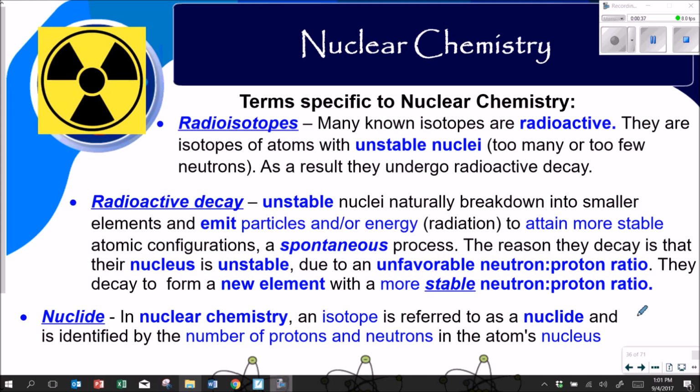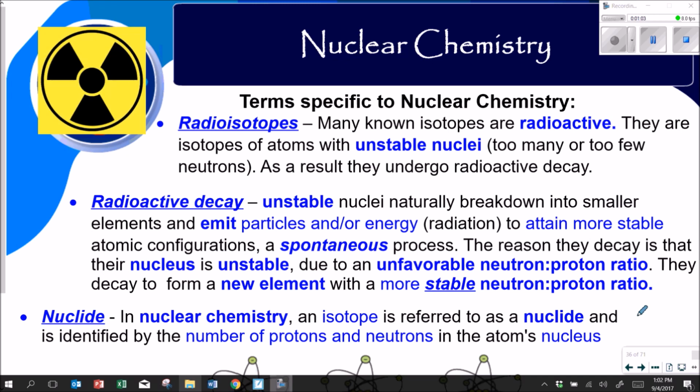Some terms specific to nuclear chemistry. Radioisotopes. Many known isotopes are radioactive. They are isotopes of atoms with unstable nuclei, which means they have too many or too few neutrons. As a result, they undergo radioactive decay. Radioactive decay happens when unstable nuclei naturally break down into smaller elements and emit particles or energy in the form of radiation in order to become more stable.